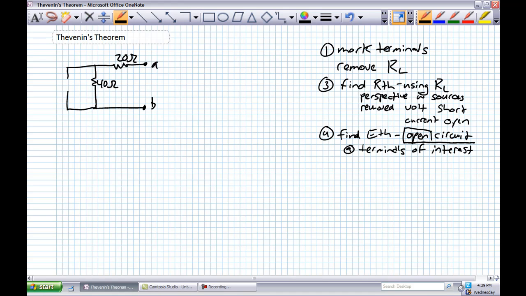Okay? So this is a neat thing here. What do we see now? From the perspective of the load resistor, what we see is a 20 in series with a 40. Okay? No big stretch of the imagination there. RTH should be 60 ohms. Halfway there already.